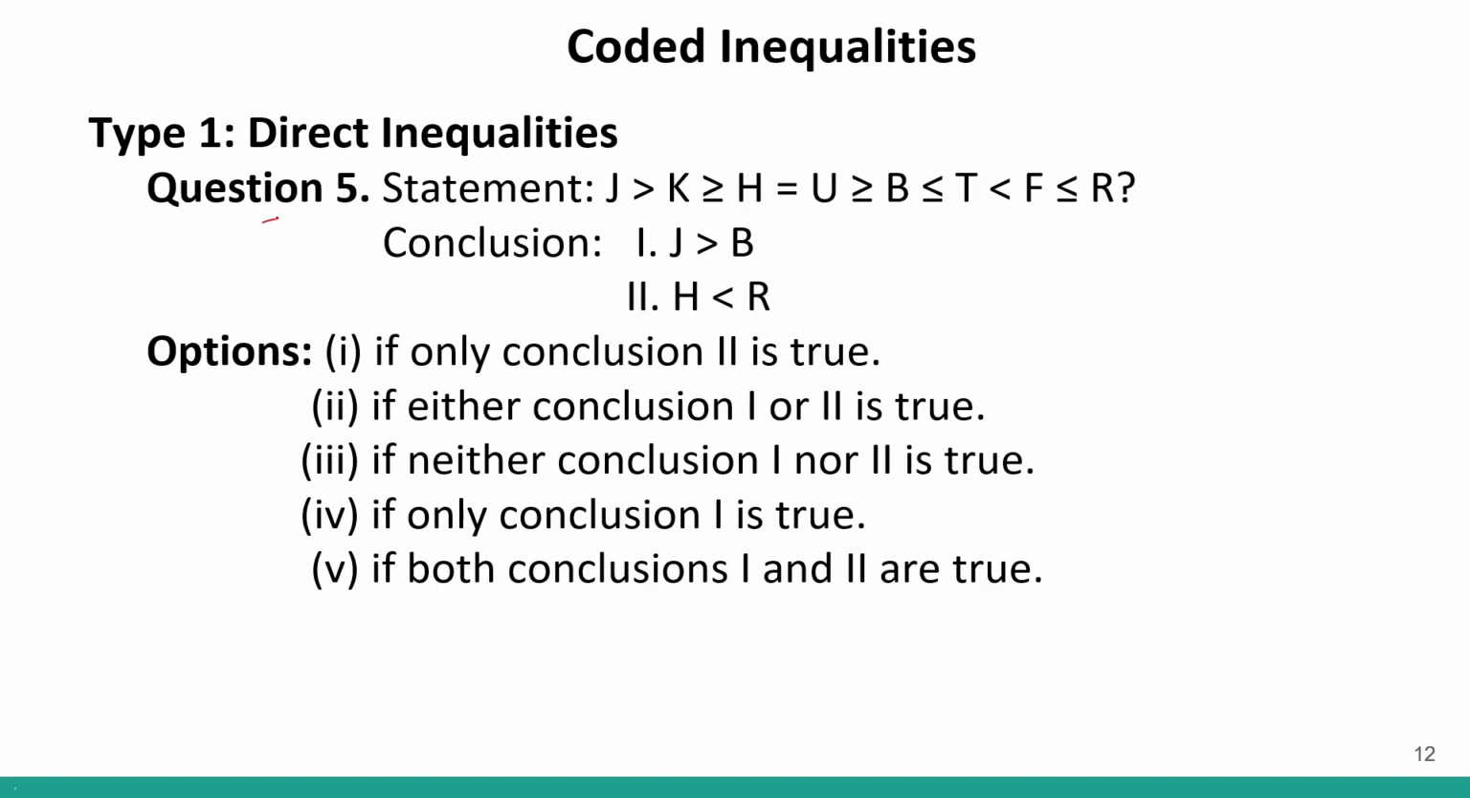Now looking at question number 5. In question number 5, a statement is given to us and 2 conclusions are given to us, and we have to see whether these conclusions follow or not. So J is greater than B. So we will move from J to B. Correct? J is greater than B. So over here I can see a relationship between J and B. J is greater than K is greater than equal to H is equal to U, and U is greater than equal to P. So clearly from this I can say J is greater than B, so this will be true.